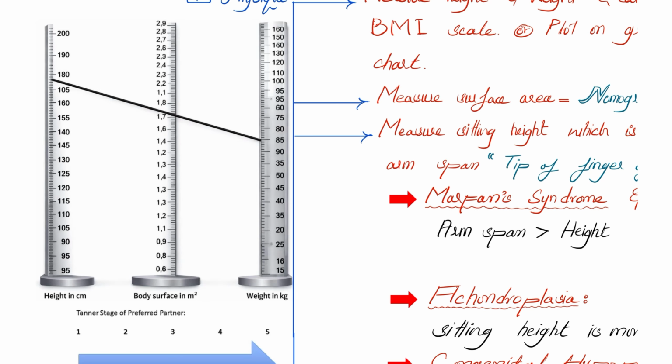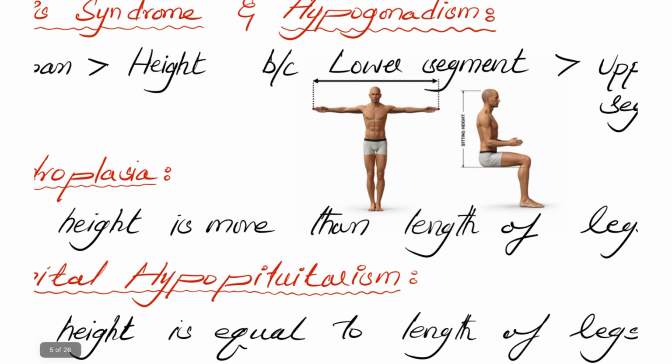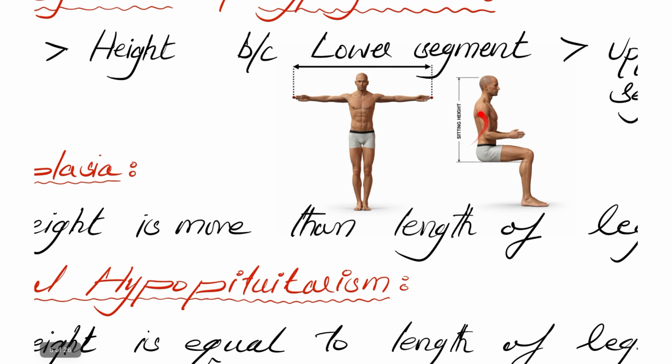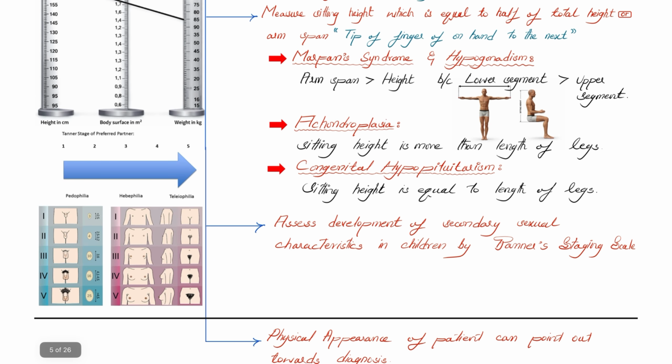Then measure sitting height, which is approximately equal to half of the total height or equal to arm span. Arm span is measured from the tip of the finger of one hand to the next, as you see in the image, the sitting height as well as the arm span. It is important because we can diagnose some of the syndromes or some of the abnormalities.